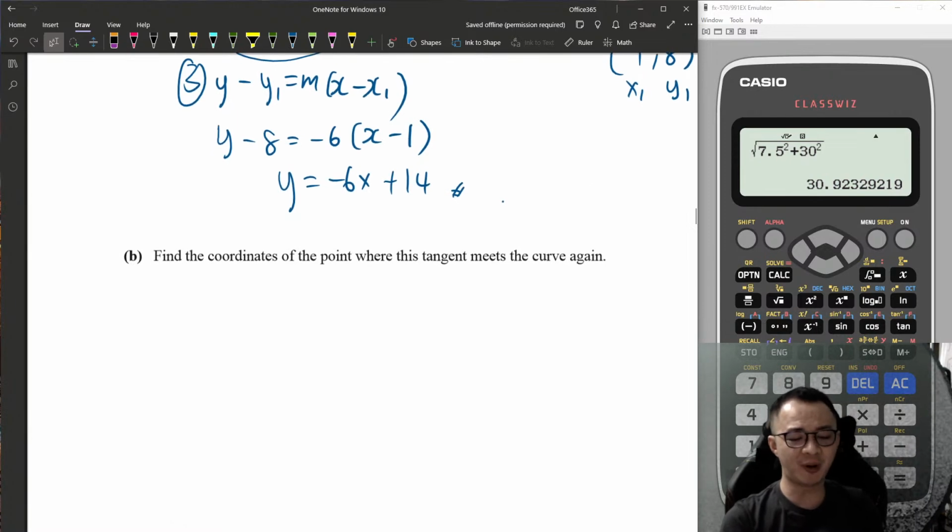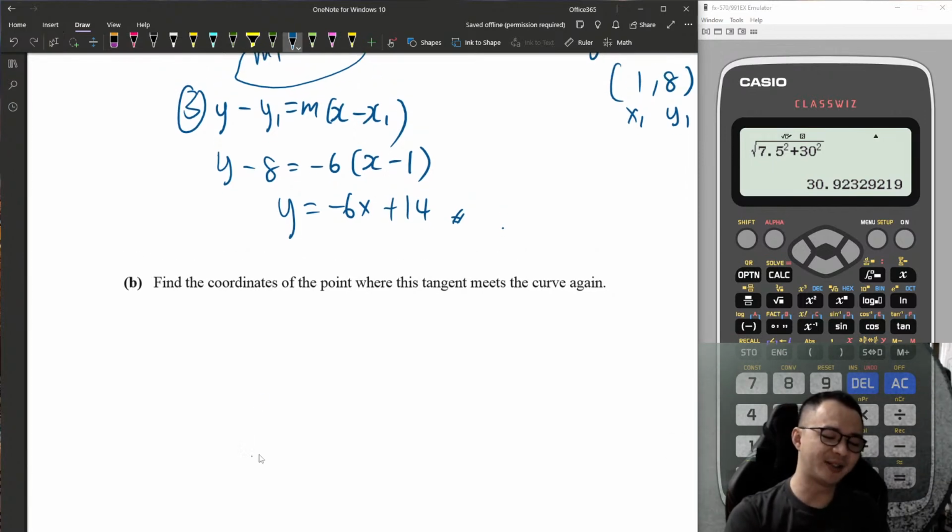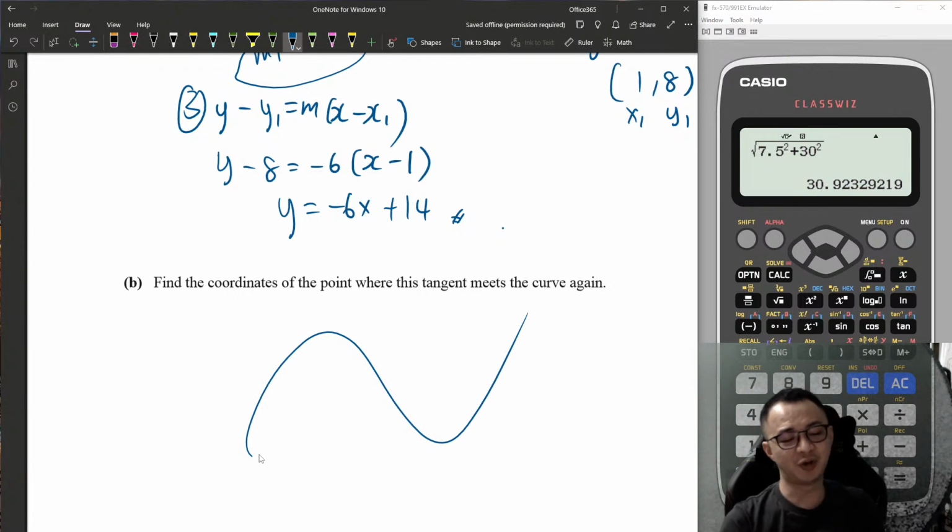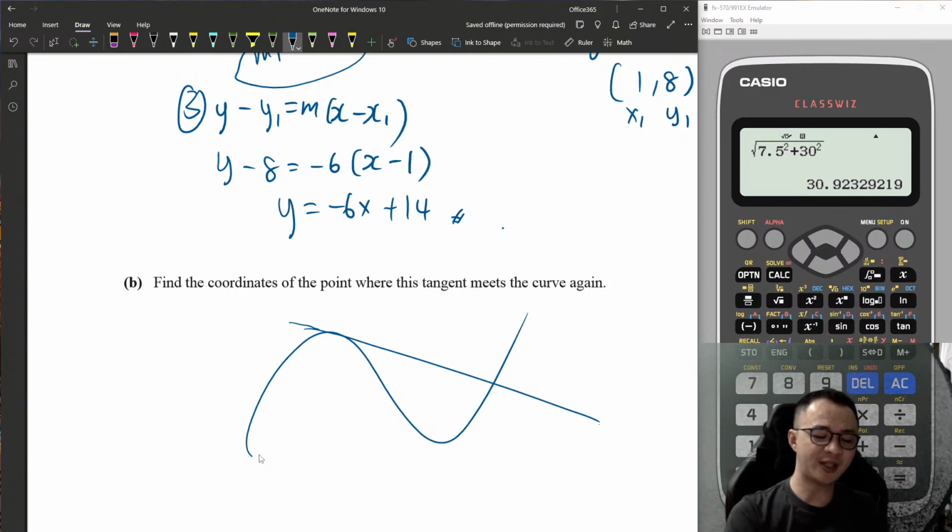Find the coordinate of the point where the tangent will meet the curve again. Basically, it's something like this I can show you. They have a cubic curve, and you have a tangent point, maybe at x equals 1 here. But this tangent will definitely touch the curve again here.